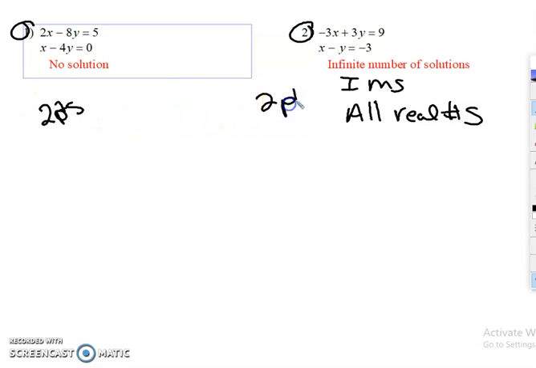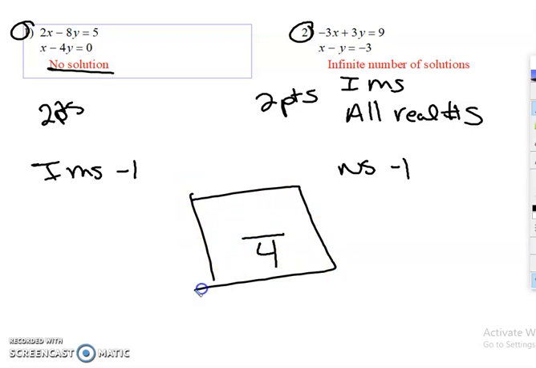If on this one you got infinitely many, it would be minus 1 because you realized something wasn't right; you just got it confused with no solution. If on this one you got no solution, it is minus 1. It is out of 4 points. Please box your score and put it at the top of your paper. I don't want to have to be searching for these.